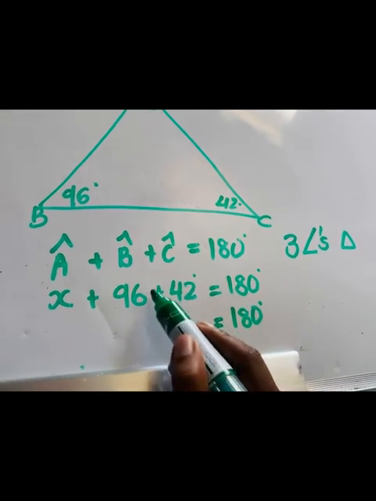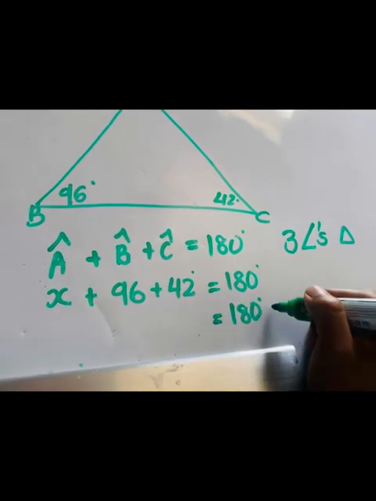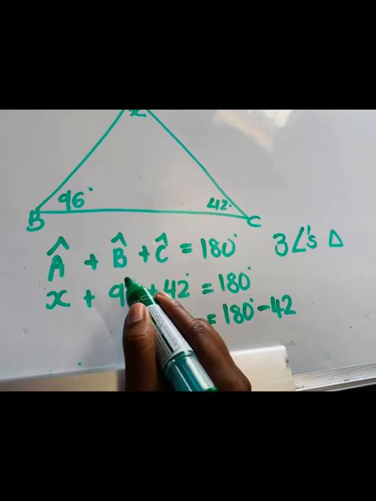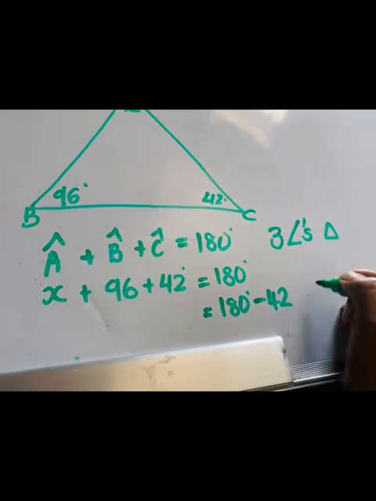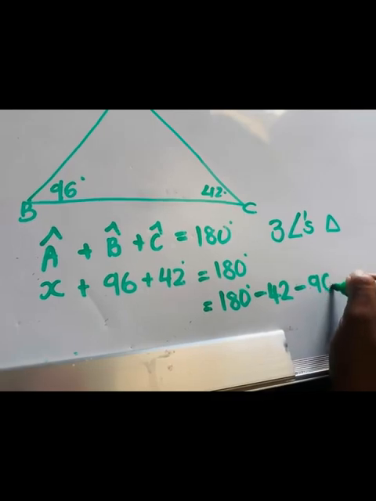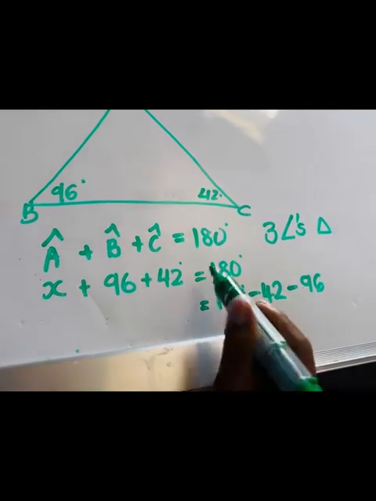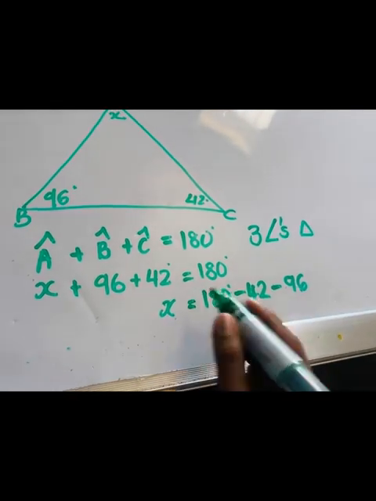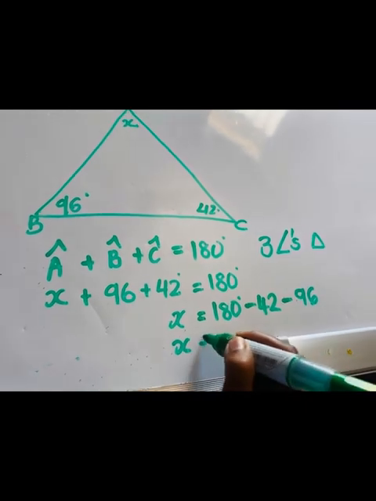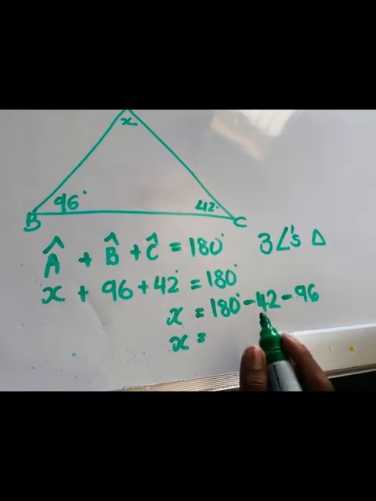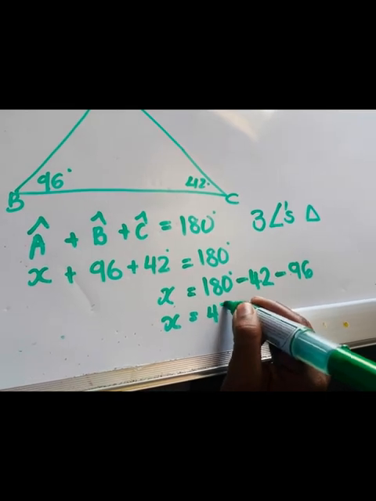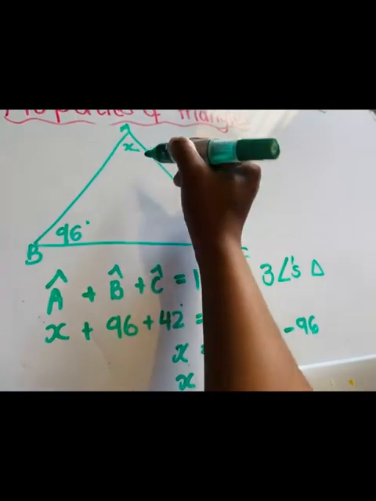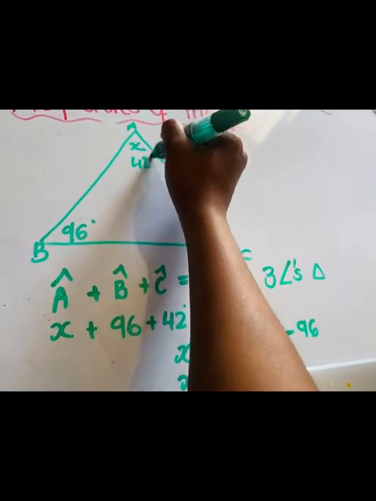So I'm going to take the positive 42 to the other side, which changes the sign to negative 42. Then I'm also going to transpose the positive 96 to the other side, which is going to be negative 96. So I took all the numbers to one side and I'm leaving x alone on one side. So now we're calculating for the value of x. So x is equal to 42 degrees if you calculate it. So x is equal to 42 degrees. So meaning here we have 42 degrees.